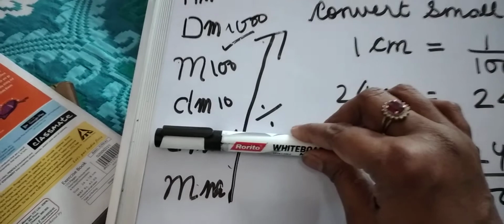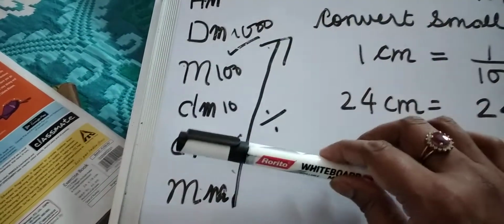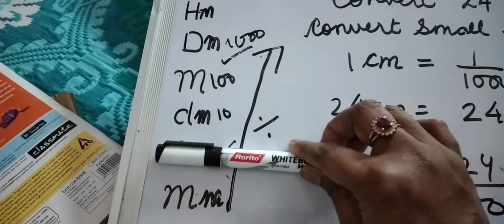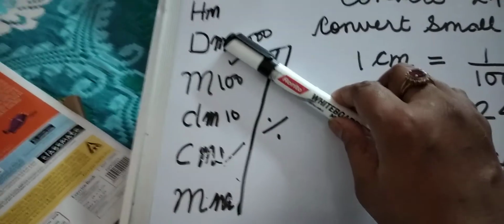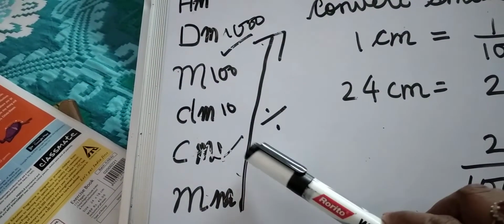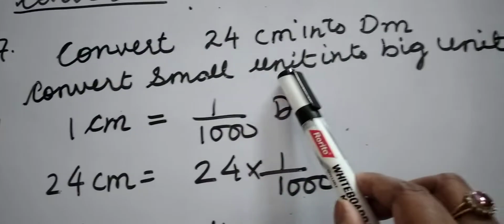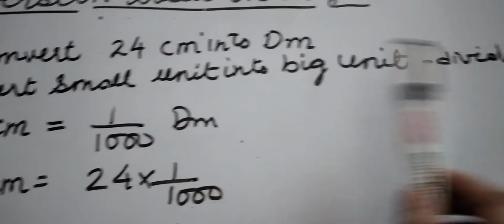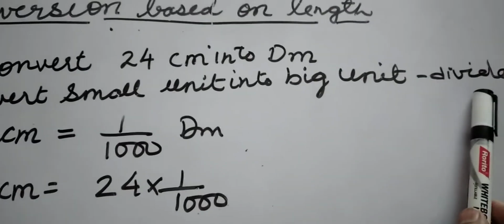See, it is written here. This is upper side and this is the lower side. So lower side centimeter and upper side decameter. This is a big unit and this is a small unit. So when we convert a small unit into big unit, we always divide.